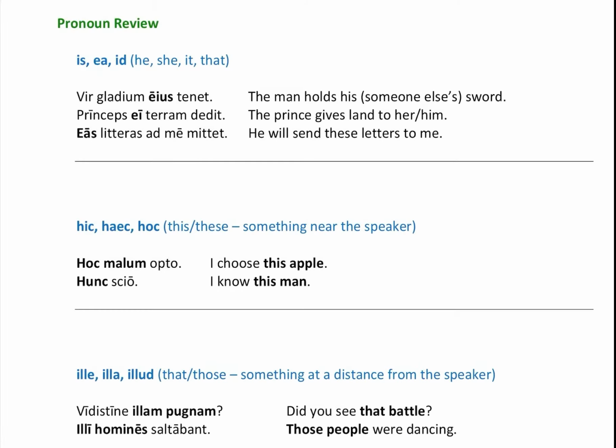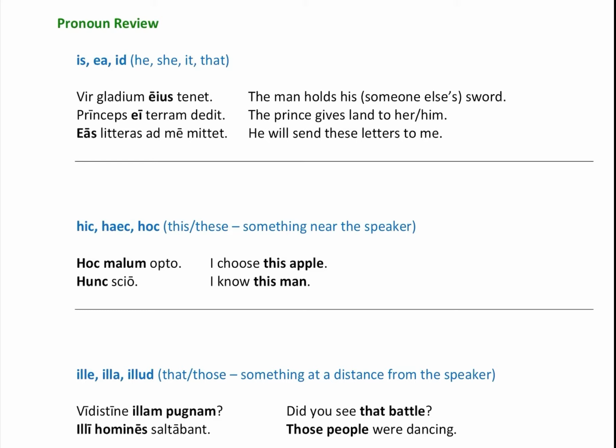We're going to learn a new pronoun today, but I wanted to do a little bit of a review of all the pronouns that you have learned so far. We've covered 4 demonstrative pronouns, is, hic, ille, and iste, and each can stand alone as a pronoun or act like an adjective and modify a noun or a pronoun.